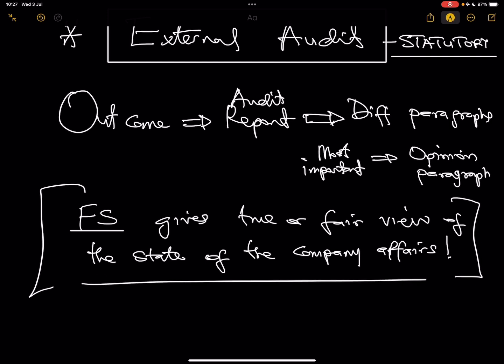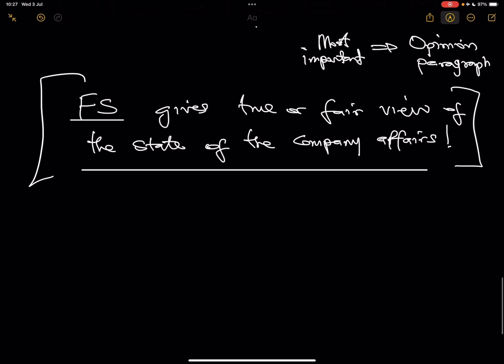Everybody wants to have this if everything is fine. But sometimes it might not be as good as this, which is the opposite: the financial statements do not give a true or fair view. Sometimes auditors can also come out and say we cannot even express an opinion, the disclaimer. We'll get into all those types of report, but I just want to build this general understanding.